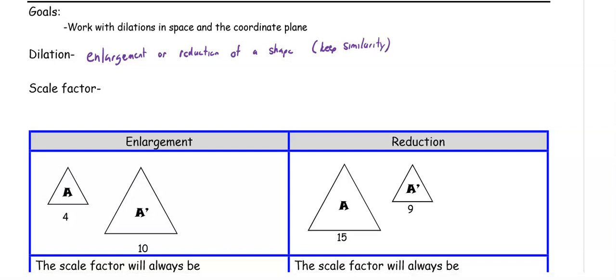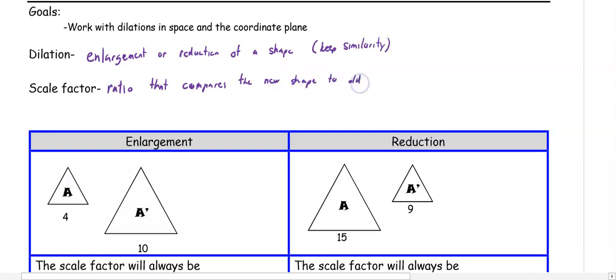So if we want to find a scale factor, it is the ratio that compares the new shape to the old shape. So another way to think about a scale factor is what number would I multiply the measurements in our first shape to get the measurements of the second shape. Our scale factor is always going to be a reciprocal of our similarity ratio. Remember, the similarity ratio then is the ratio of the sides.